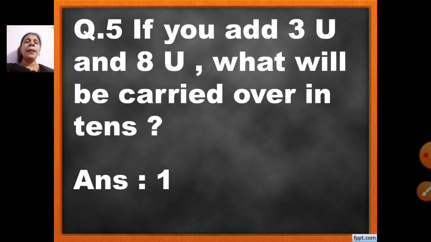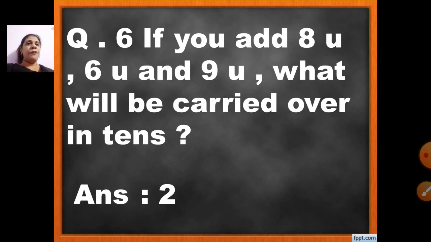Working you will do on the side. And then what are you going to do? 3 units and 8 units, 3 plus 8 will be 11. So 1 you will write below and 1 you will carry over to the tens place. So what is your answer? If you add 3 units and 8 units, what will be carried over in tens? Number 1.